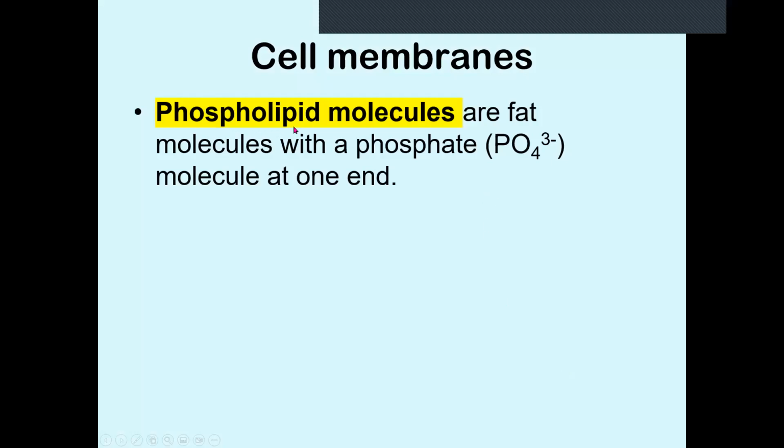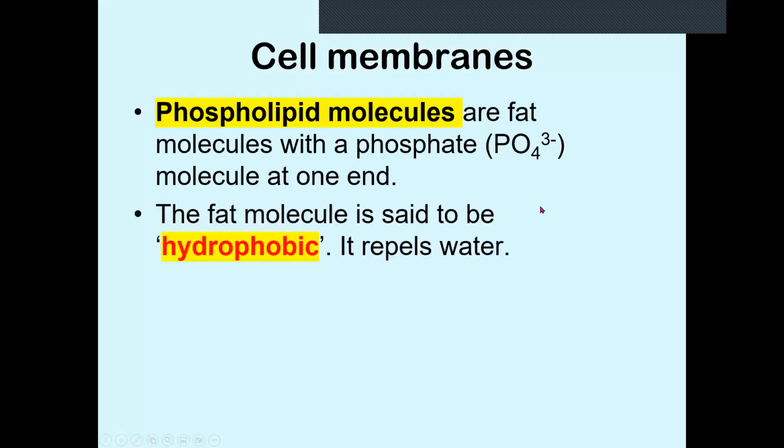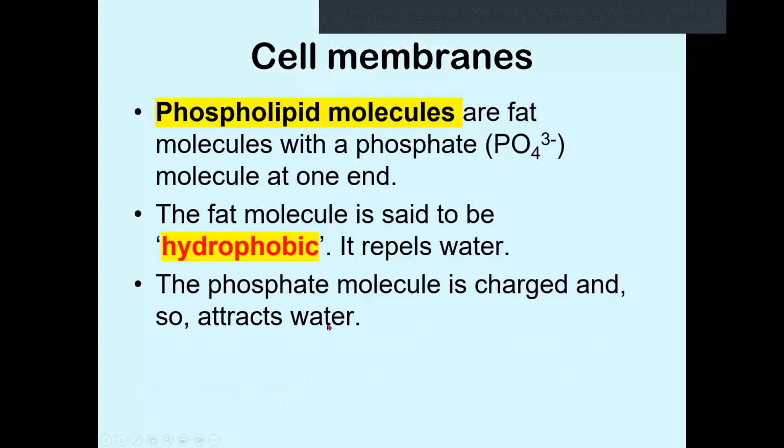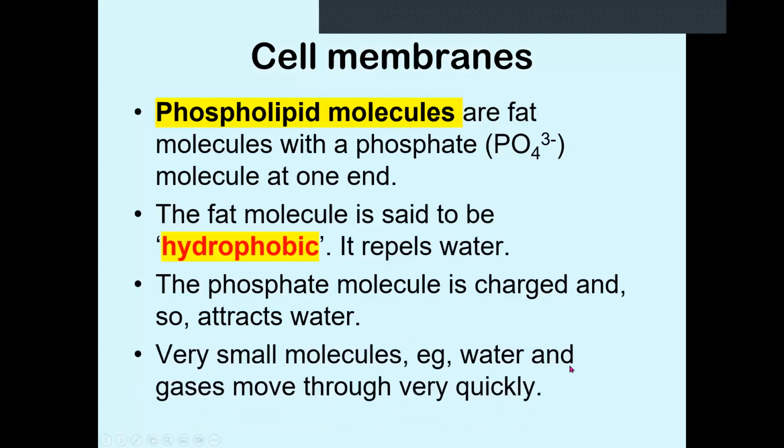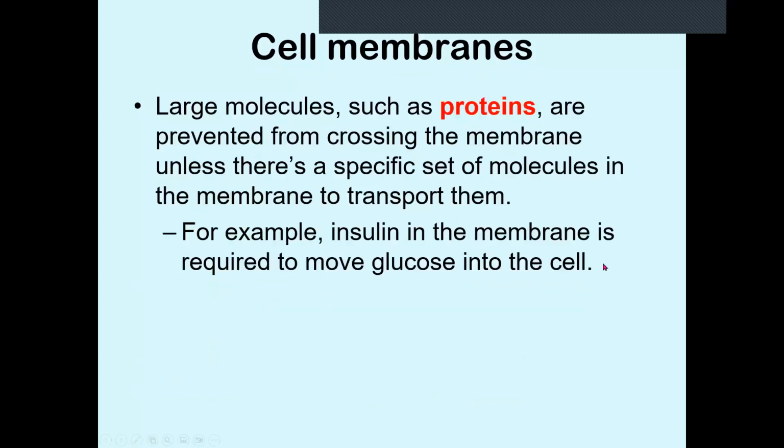Now, the phospholipid molecules, so the fat, the phosphate, you mentioned that, the fat is hydrophobic, it repels water, and the phosphate has a charge and attracts water. It's hydrophilic. I don't know why I left that word out. Now, very small molecules like water and the gases, they just fly through. There's no issue, nothing stops them. But larger molecules are affected, like proteins.